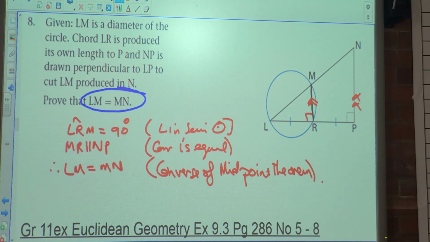So you've got 3 sums left in this exercise. Right, we'll do that in tomorrow's video. Or in tomorrow's lesson.